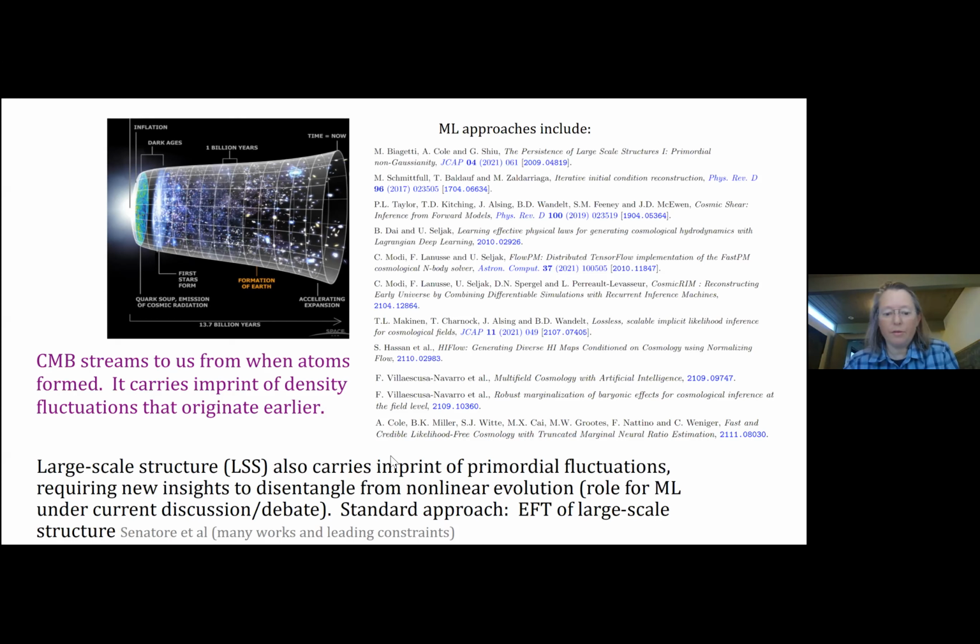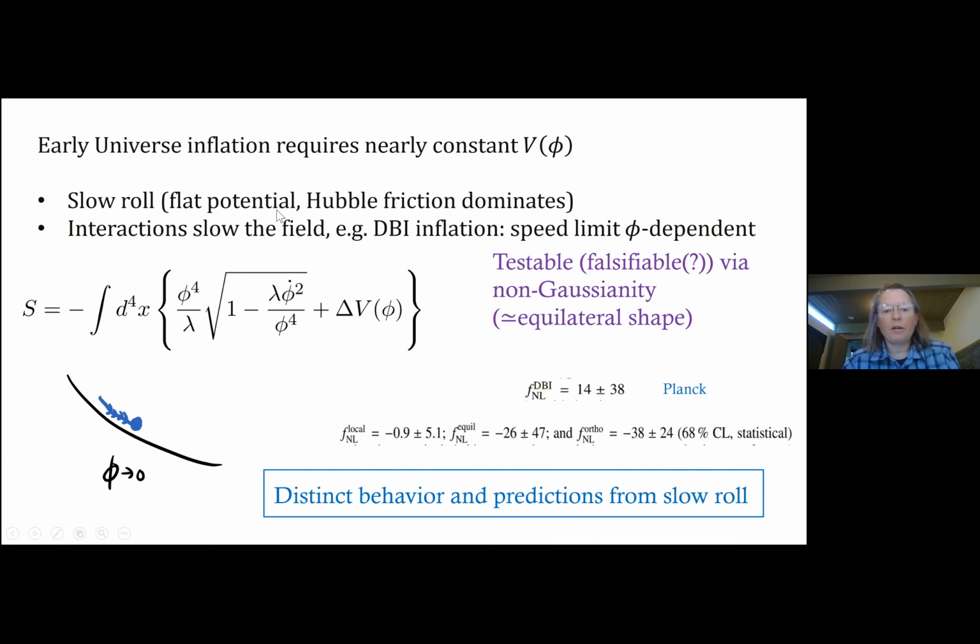So, there's a standard approach to this, which has been getting more and more precise. It's called the effective field theory large-scale structure. But there are also approaches based on machine learning that are extremely intriguing. And this is a partial list. And so just wanted to mention this as an action item in the field. Okay, but let me come back to the origin story for this algorithm that we're getting to.